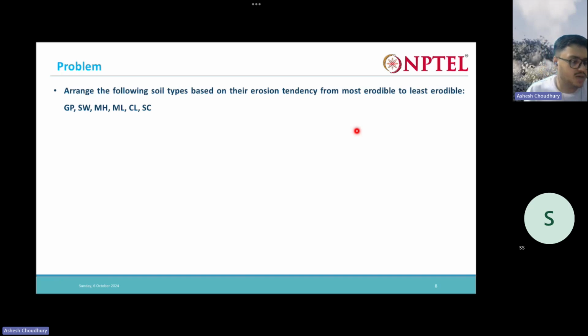It's very simple, right? There is nothing in that. Just think. So clay will obviously have less susceptibility, and then you also have to think about not just clay, we have to think about the size also. Gravels are large size, so can they get eroded very easily? So those things you have to consider. So what do you think, which is going to be the most erodible?